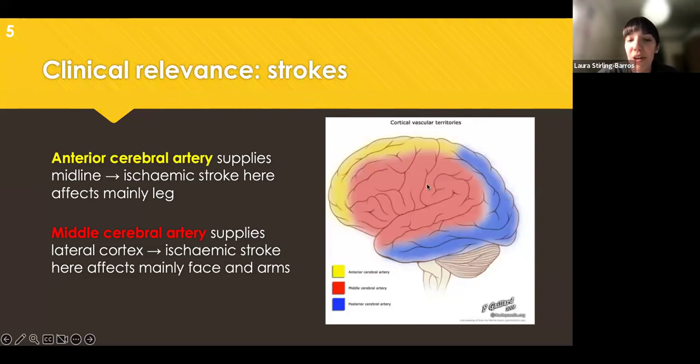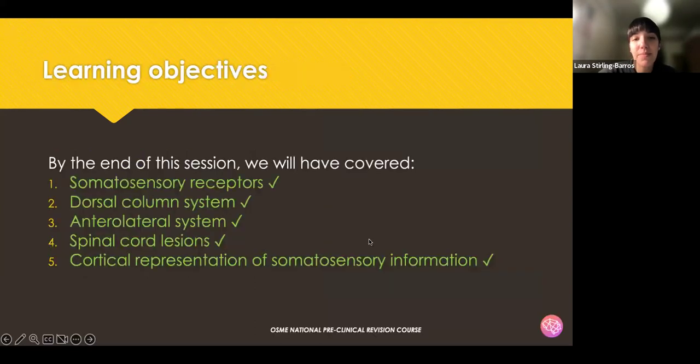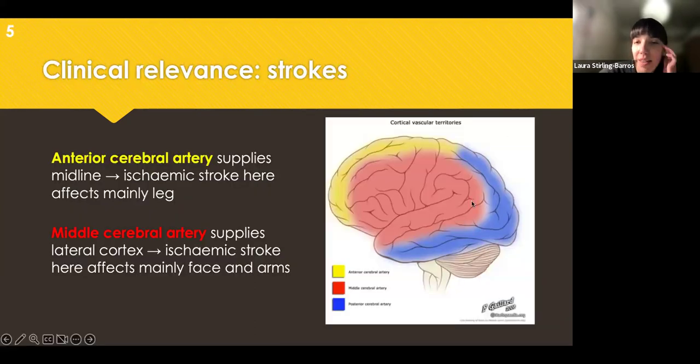So I think the main thing with these two is sometimes it can be a bit confusing, because even though it's called middle cerebral, it doesn't supply the middle. So just remember, the middle cerebral artery supplies the lateral sides, whereas the anterior one supplies the middle bit. And this will also have some motor effects, but it's just to help you remember.